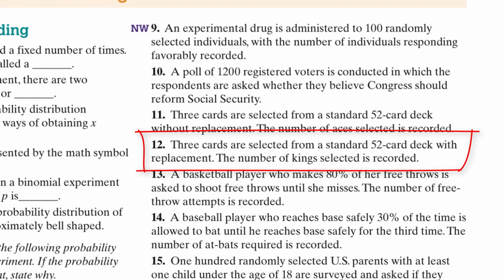I'm going to use number 12, and it says 3 cards are selected from a standard 52 card deck with replacement. The number of kings selected is recorded. Regarding the phrase that says with replacement, let's be clear on what that means. When you're looking at this deck of cards, picture it in your mind, and you reach to the deck and you take a card out and you look at the card. With replacement means you're going to put the card back in the deck, and presumably the cards would then be shuffled. In other words, every time a card is drawn, there's 52 cards in the deck. And so that's going to be important for this particular problem.